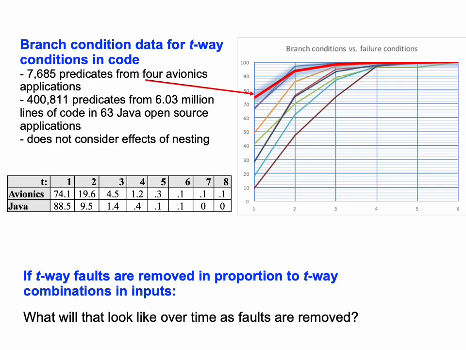Now, if we look at the second assumption that T-way faults are removed in proportion to the T-way combinations of inputs, we can develop a model and look at what will happen over time as these faults are removed.